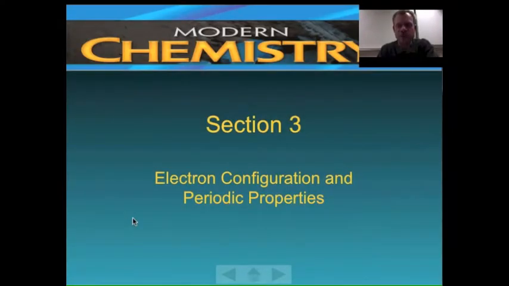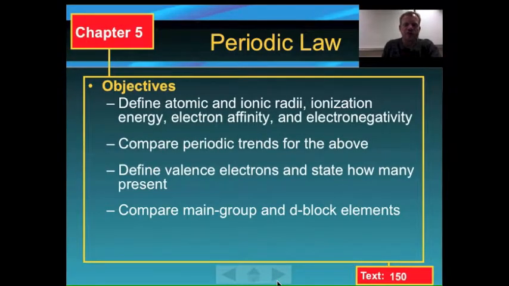Section 3, we're going to be mostly looking at periodic properties or periodic trends on the periodic table. So we're going to be looking at things like ionization energy, atomic radius, electron affinity, and electronegativity.